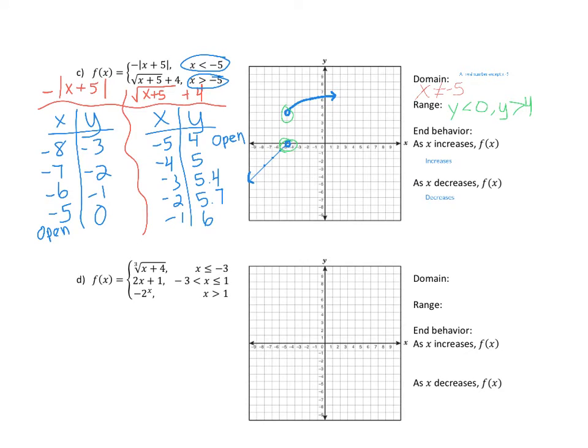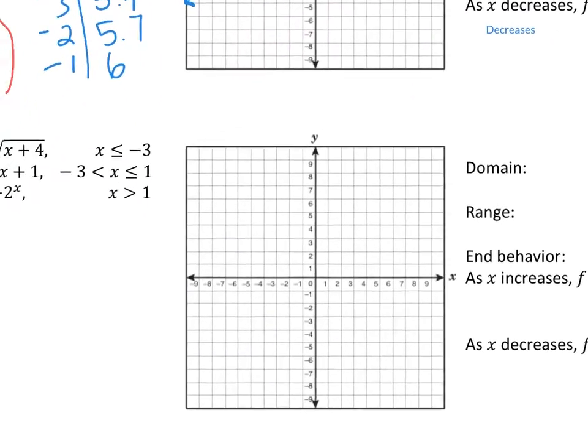So there's a look at the whole problem. We'll do one more together. Let's take a look at number 4. This one has 3 pieces to it. I'm sorry, letter D, not number 4.